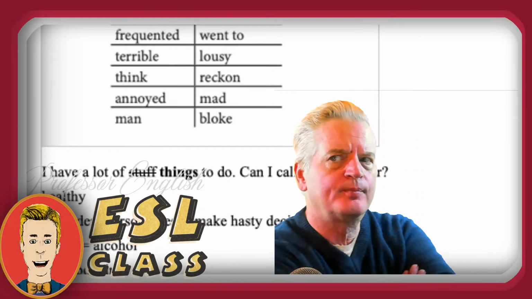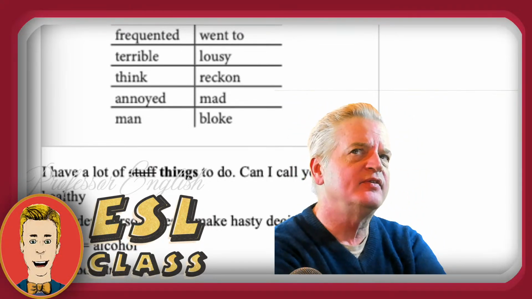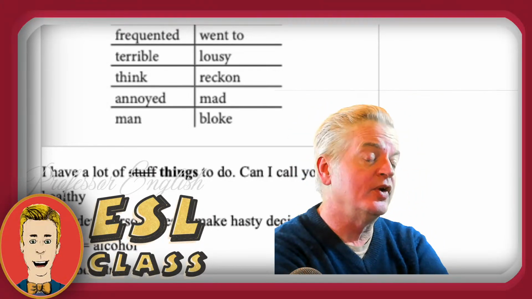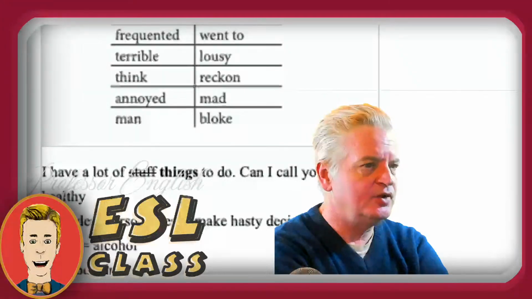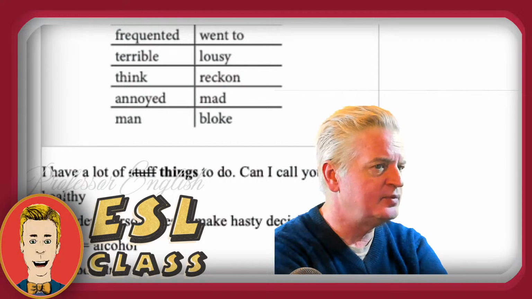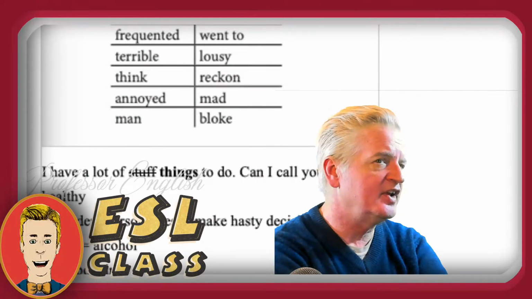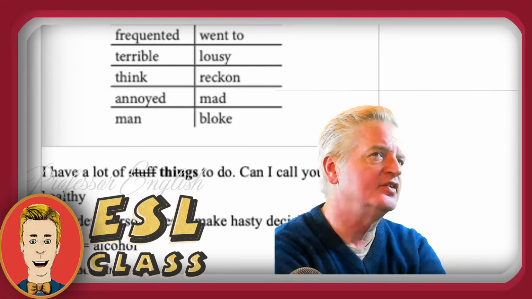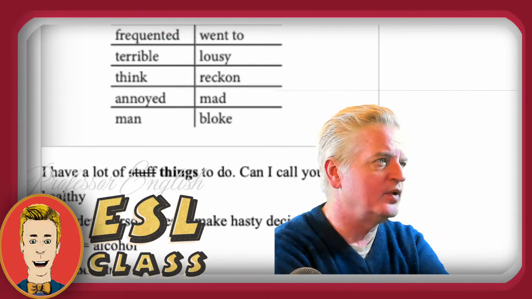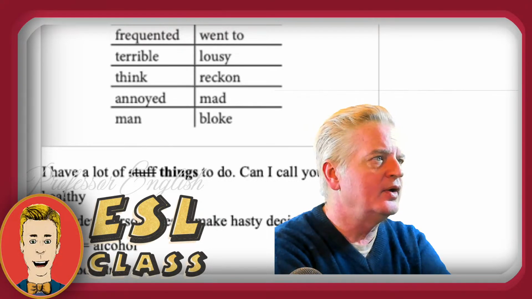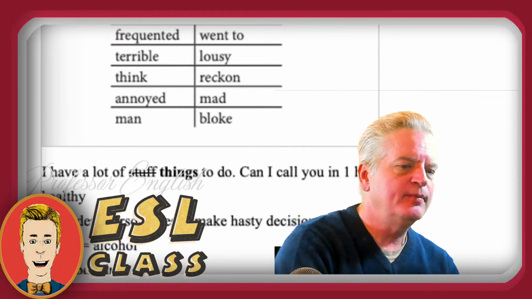Frequented and went to. So maybe you've never seen the word frequent used as a verb, but what that means is you go there often. You go to this place a lot. So there's a cafe that I frequent. That means there's a cafe that I go to all the time. Frequent as a verb means you go there all the time. You go there regularly.